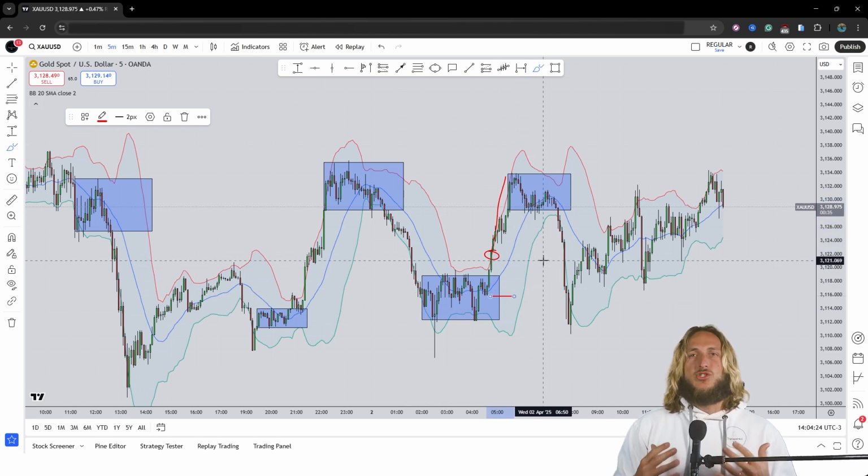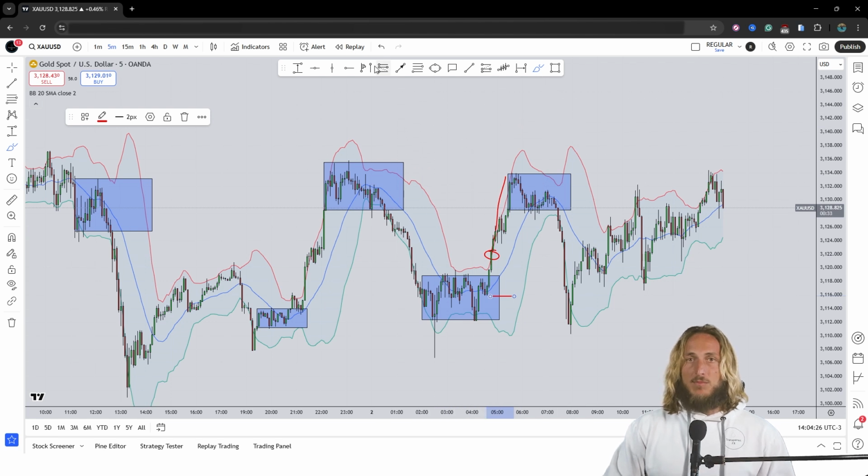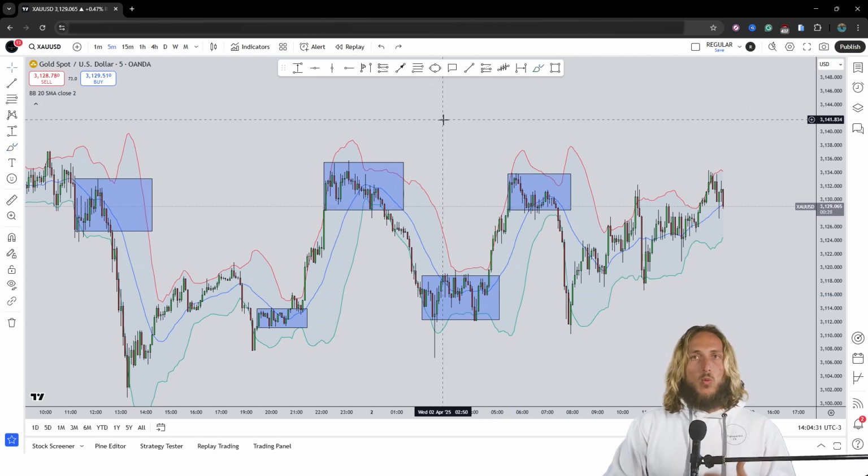I'm just making this up, because there are so many different strategies that can be applied. But the important thing when it comes to developing trading strategies is knowing what you're looking to do.